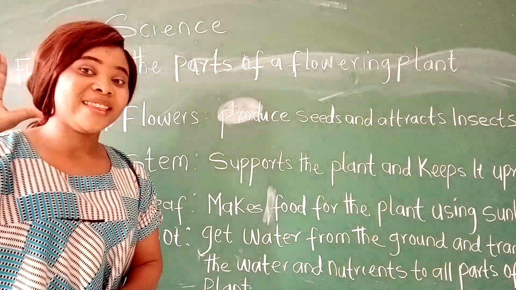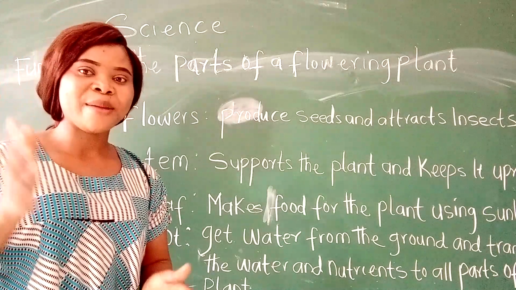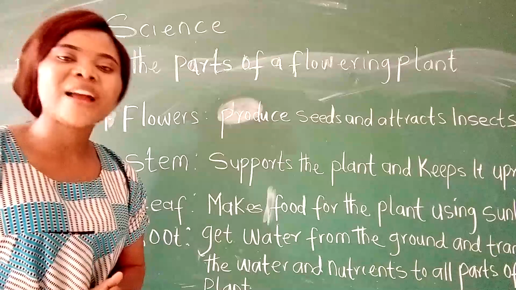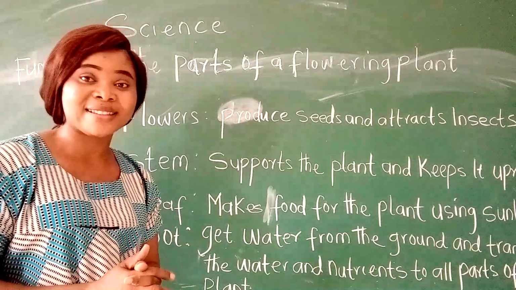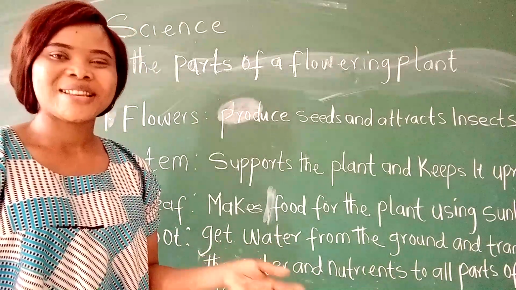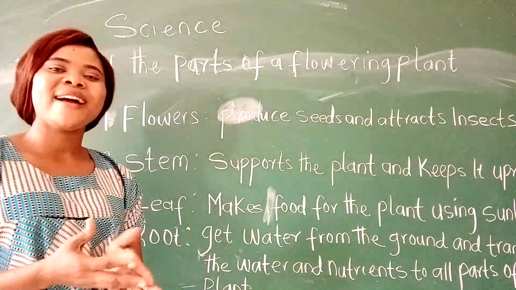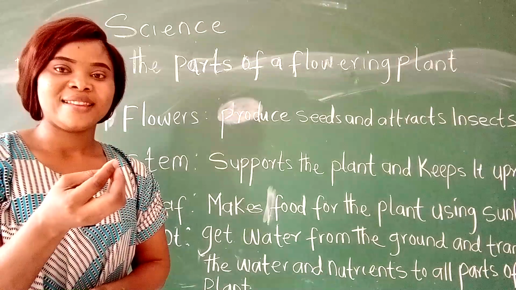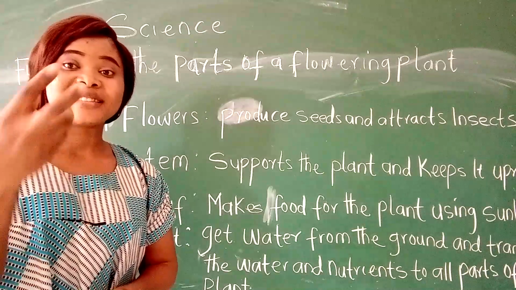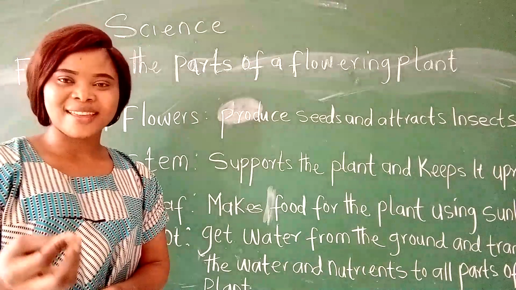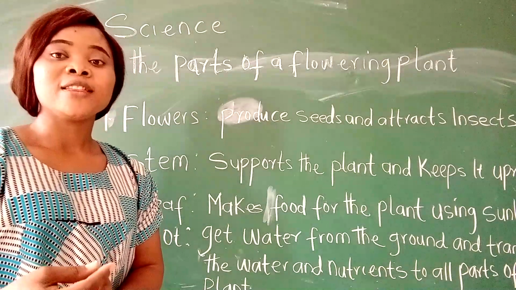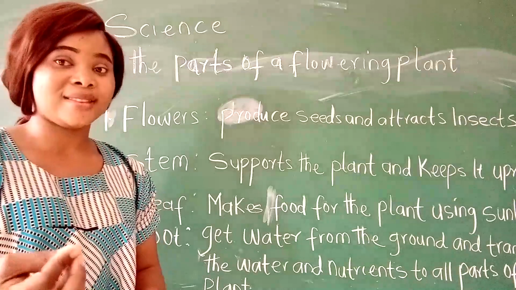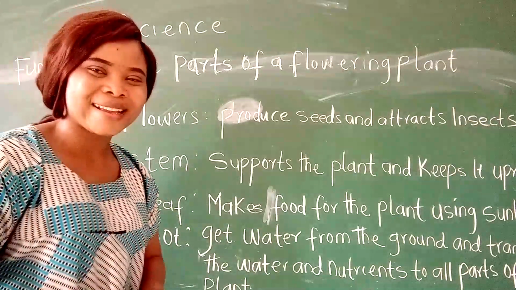Our topic last time was the flowering plant. And what are flowering plants? We said flowering plants produce seeds that we eat. They also produce the fruits that we also eat. These are our various responses in the class.